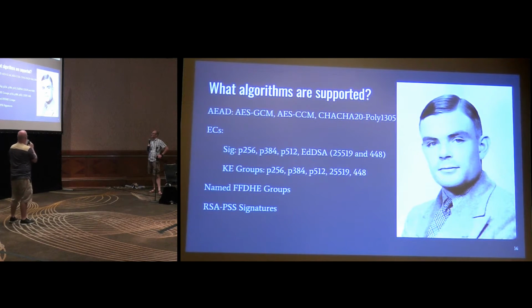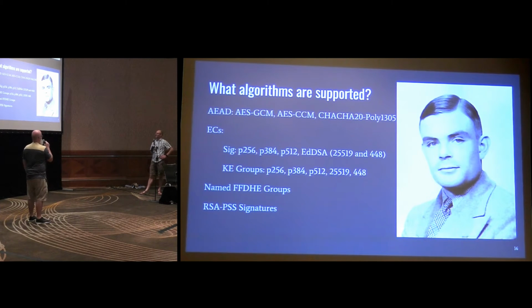AEAD algorithms only, right? So we got AES-GCM, CCM, and ChaCha20-Poly1305. For elliptic curve stuff, we got the P-256, P-384, P-521 curves, and then we have the 25519 variants and the 448 stuff as well. Thanks to DKG, we got some nicely named FFDHE groups, and we only support RSA-PSS signatures on certificates. The one exception, obviously, is for the root certificates, which can be the regular PKCS version 1.5 stuff, but that's just for the roots. I'm sure this list will expand, but again, if you're not AEAD, go away.